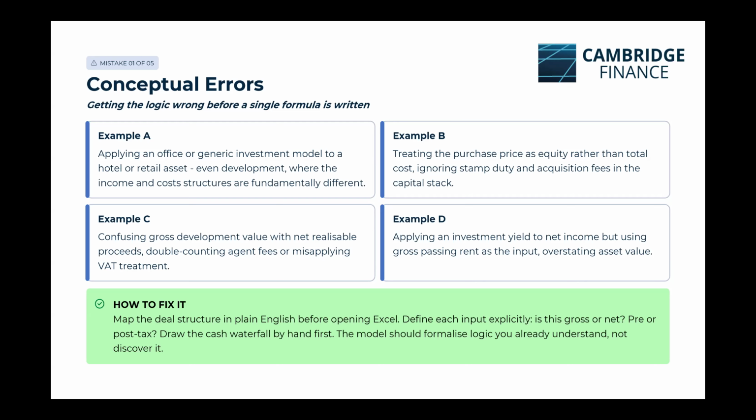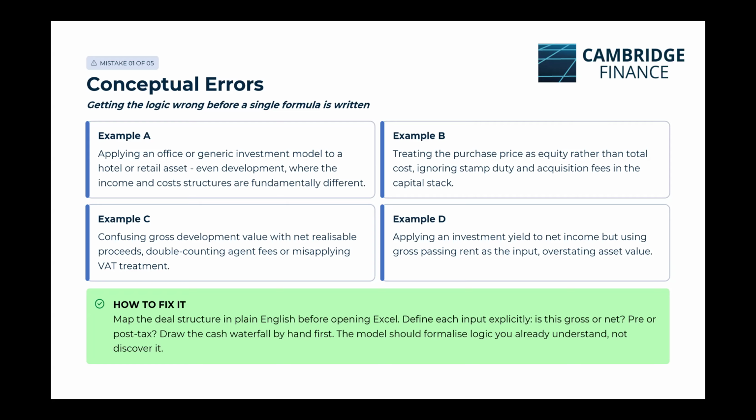Then you have to work out what the sales proceeds are, the net realizable sales proceeds. Another example is applying investment yields to net income, but using gross passing rent as an input, and then you're going to overstate the asset value.